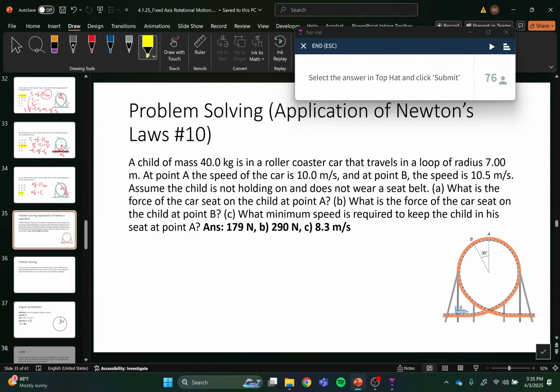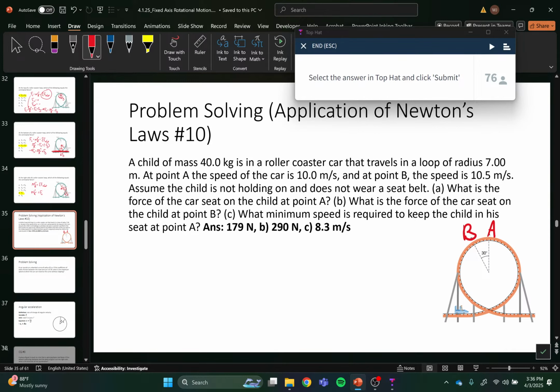All right, let's actually do math with it now. So now it's this problem, but math. You've got a kid with a mass of 40 kilograms. He's in a roller coaster, making a loop with a radius of 7 meters. At the top, at point A, his speed is 10 meters per second. At point B, his speed is 10.5. So that's point A, that's point B. The child's not holding on, doesn't wear a seatbelt.